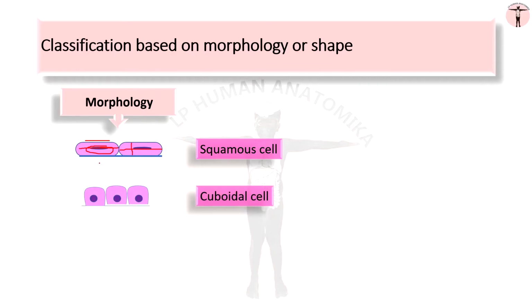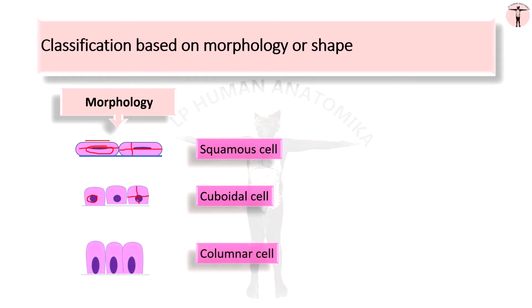Here all the three surfaces are almost equal in dimensions. So if you see the height, the width and the depth, the measurements are equal. It looks like a cuboid, so it is called a cuboidal cell. The nucleus is round, and it is placed in the center of the cell.